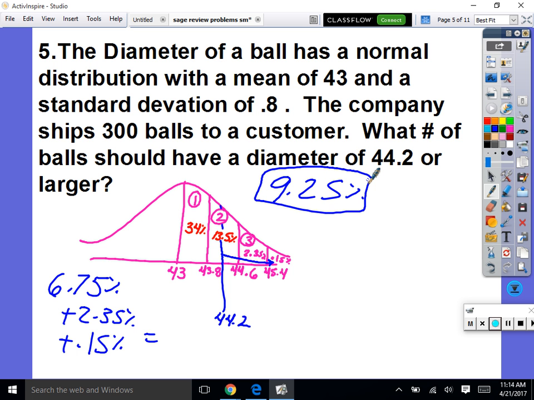It says out of 300 balls. So you'll take 300 times 0.925. That's how we figure out the percent. Oh, yep, otherwise that would be 92.5. So 300 times 0.0925. So we should expect 27.75 balls.